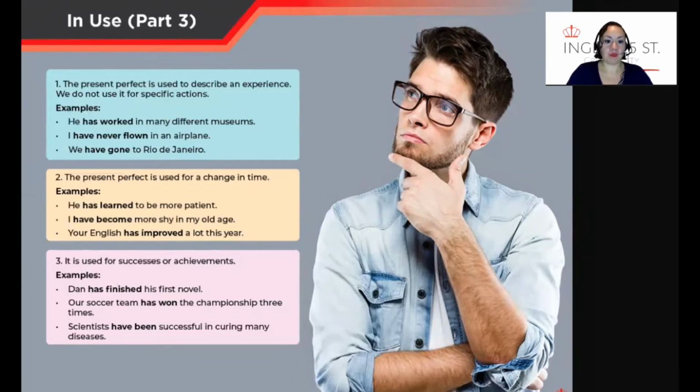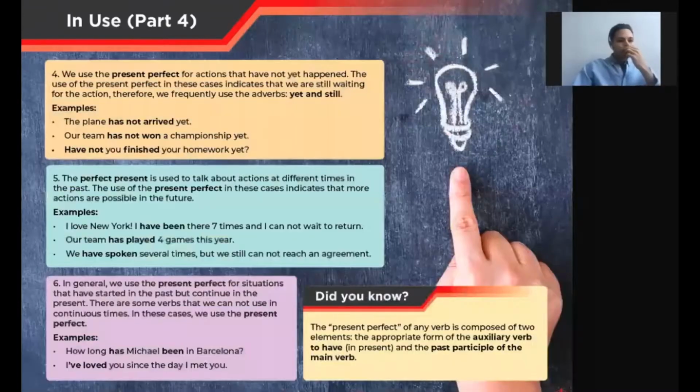Number three, it is used also for successes or achievements. For example, Dan has finished his first novel. Our soccer team has won the championship 3 times. Scientists have been successful in curing many diseases. So also for achievements. Do you have any questions about this? No. Very good. Continue.